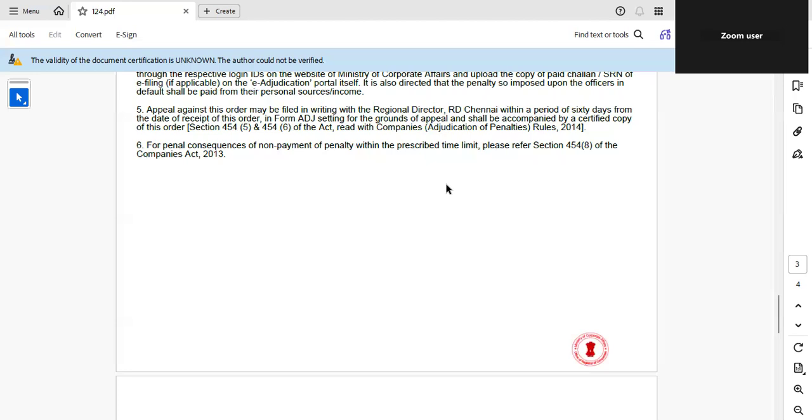Another thing is the directors' personal exposure, very important for board members. ROC clearly directed that the penalty imposed upon officers shall be paid from personal sources. This means it is not reimbursable by the company, which is personal financial liability and governance risk. So, small delay, real consequences. A delay of 28 days, yet the company was penalized, directors were penalized, and adjudication proceedings were initiated. Compliance culture matters.